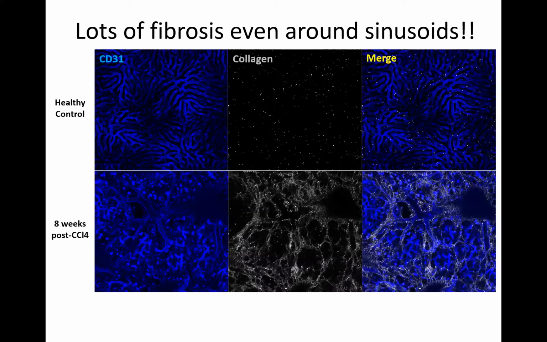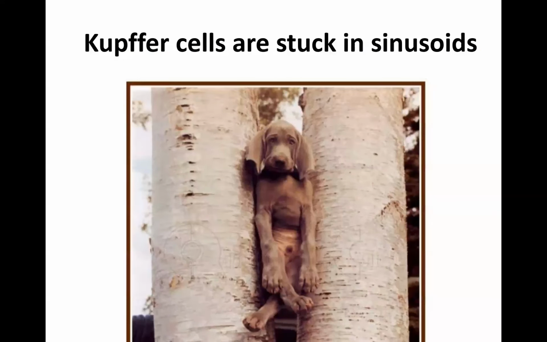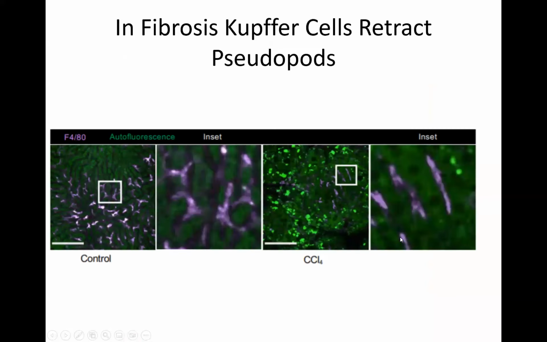And so now what you've got is the Kupffer cells inside these very fibrotic channels. You've got Kupffer cells stuck, okay? This is not my dog, I'm not mean to dogs. I'm just trying to illustrate the point that this guy probably doesn't know what's going on over here. He's stuck. And the same way our Kupffer cells now, the environment causes them to become these long elongated cells that can no longer reach out and touch their environment.